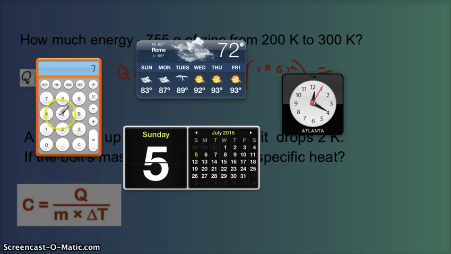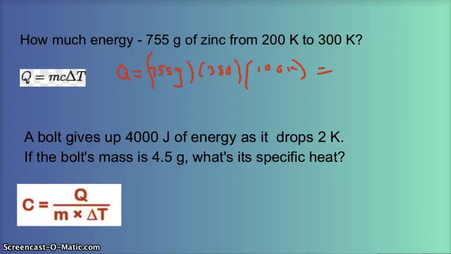So let's go with 755 times 380 times 100 equals 28,690,000. So that's a lot of energy right there. 28,690,000 joules. Joules is exactly what you have here.